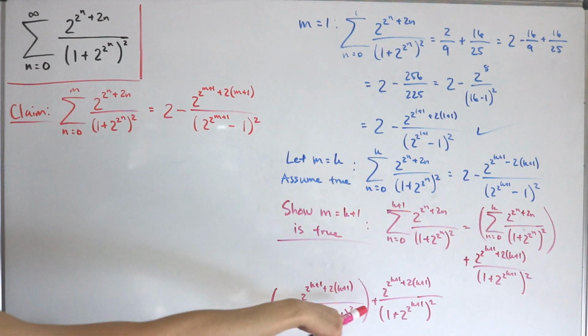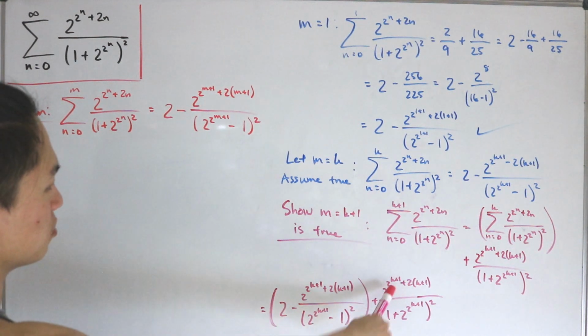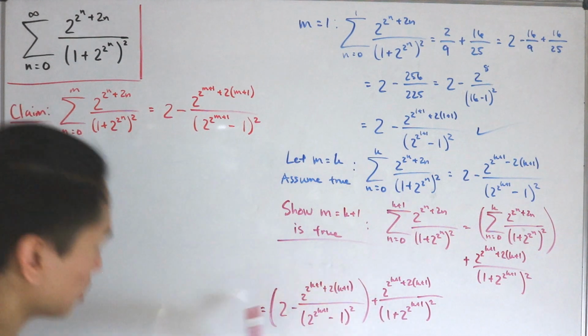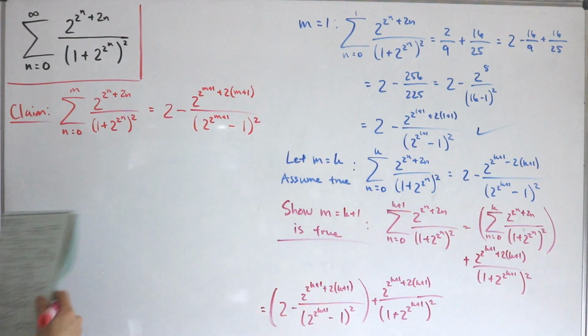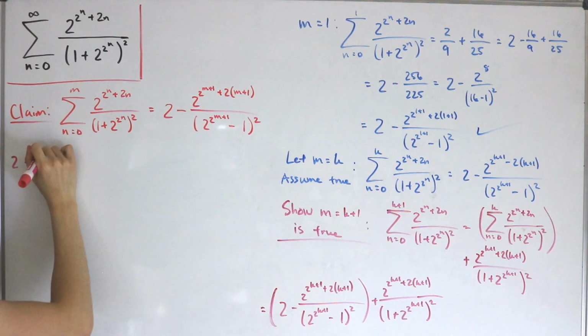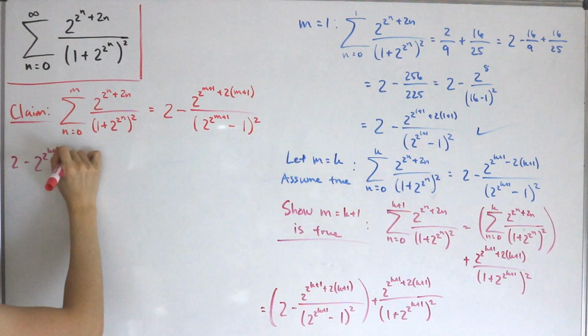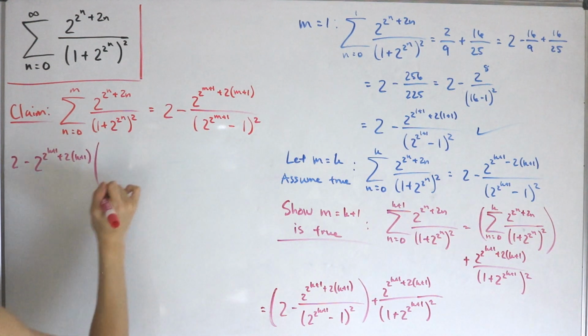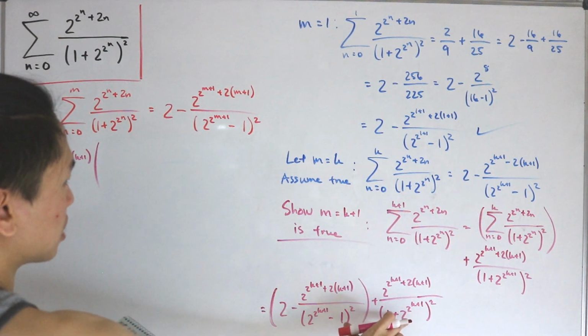Okay, as we see from this step over here, we can factor out some terms. Specifically, we can factor out the 2 to the power 2 to the power k plus 1, that whole exponent over here. So continuing forward, I have 2, then minus 2 to the power 2 to the power k plus 1, and then add this with 2 times k plus 1.